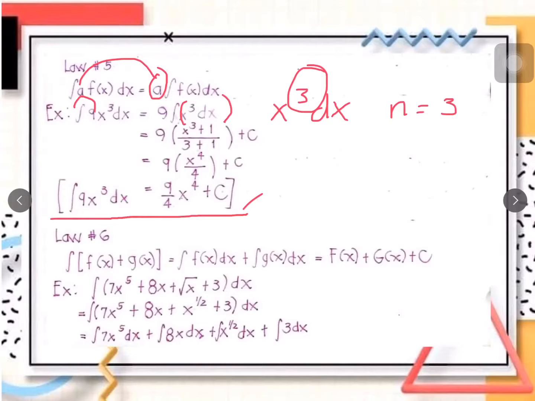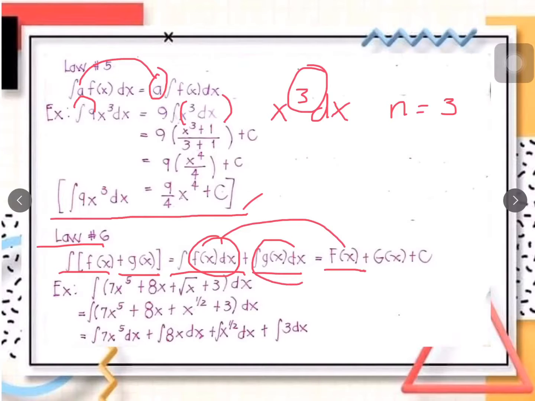In our law number 6, the integral of f of x plus g of x is equal to the integral of f of x dx plus the integral of g of x dx. If we integrate the first, it is equal to f of x, and if we integrate g of x dx, it is equal to g of x, plus our arbitrary constant c.